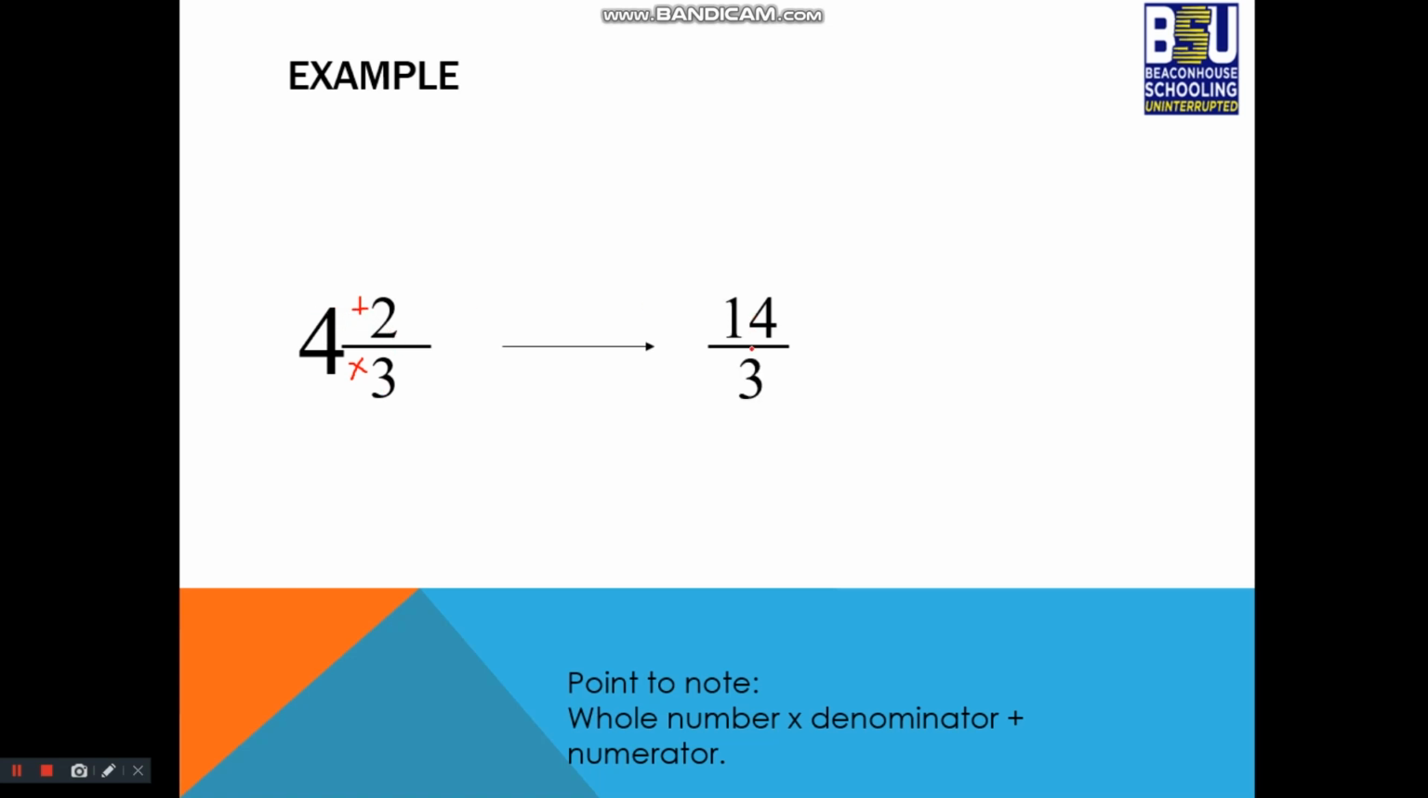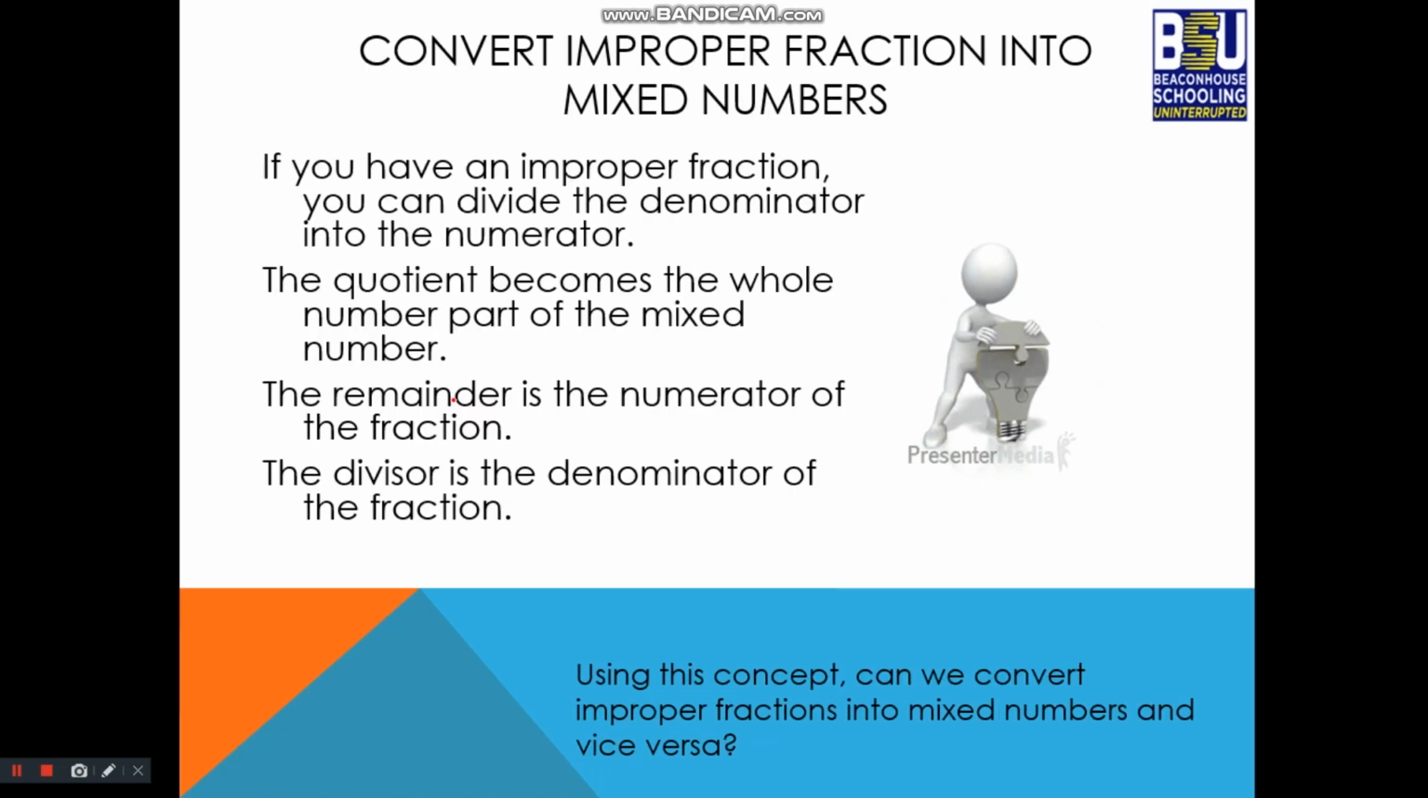So 14 over 3, the denominator will remain the same. So whole number multiplied by denominator plus numerator, this is how you can convert a mixed number into an improper fraction. Now I am going to explain how you can convert improper fractions into mixed numbers.